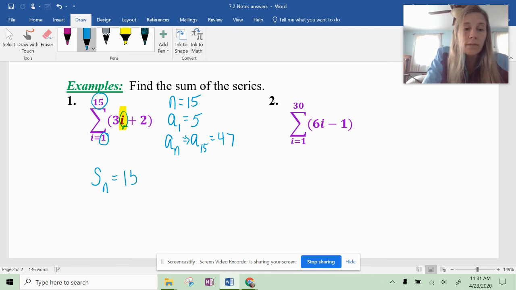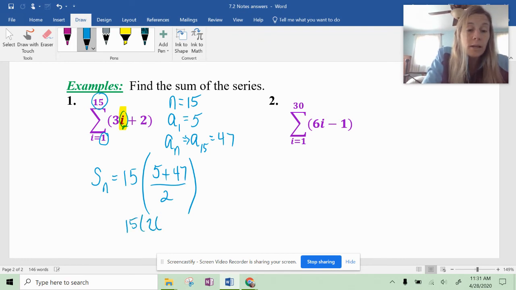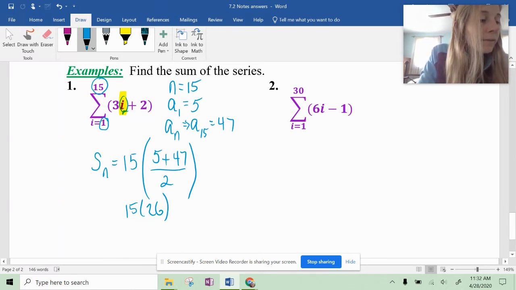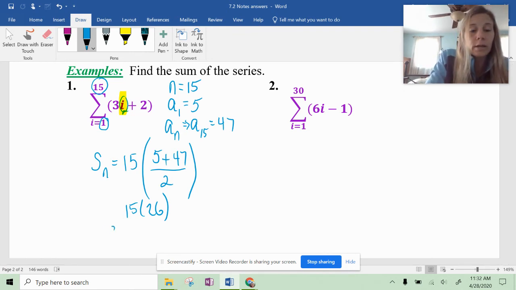So the n was 15, and then we're going to average together the first term, which is what we got when we plugged in the 1. So that was 5. And then the a sub n, which is what we got when we substituted the 15 in, which is 47. 5 plus 47 is 52. 52 divided by 2 is 26. And when you multiply 15 times 26, you get 390.